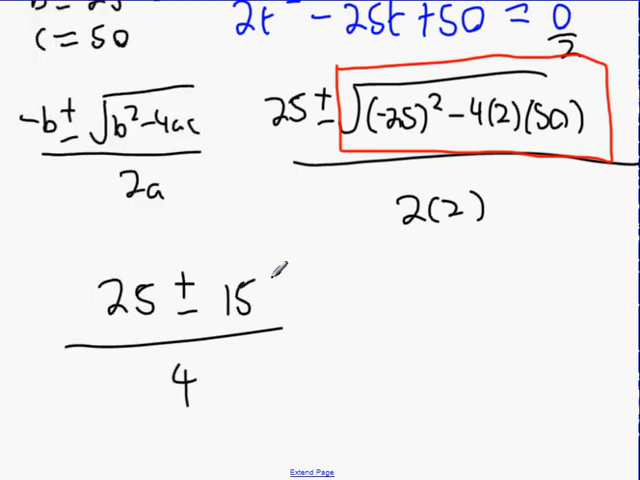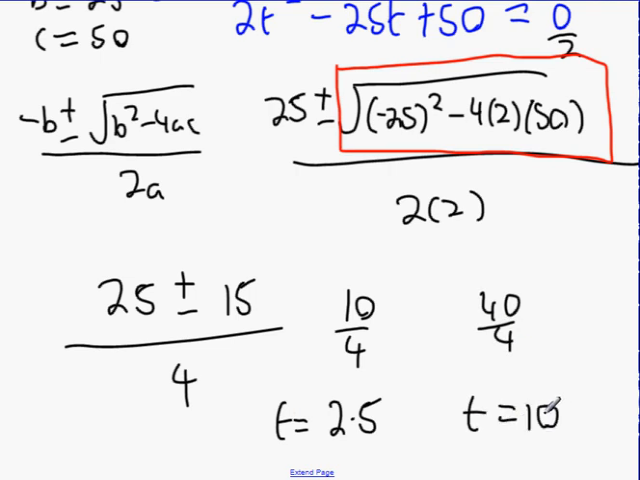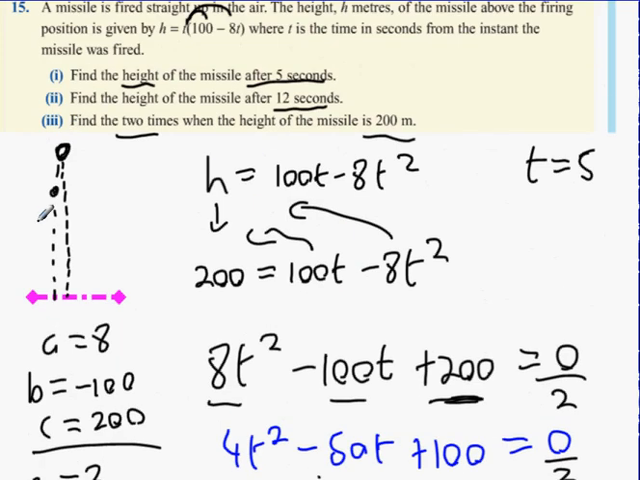15. Now guys, here's our 2 results. Anybody tell me the 2 results? 25 take away 15. 10 over 4, which is 2.5 seconds. Anybody tell me the second time? 40 over 4, which is 10. So it happened at 10 seconds and 2.5 seconds. So it means this height of 200 meters happened on the way up and on the way down.